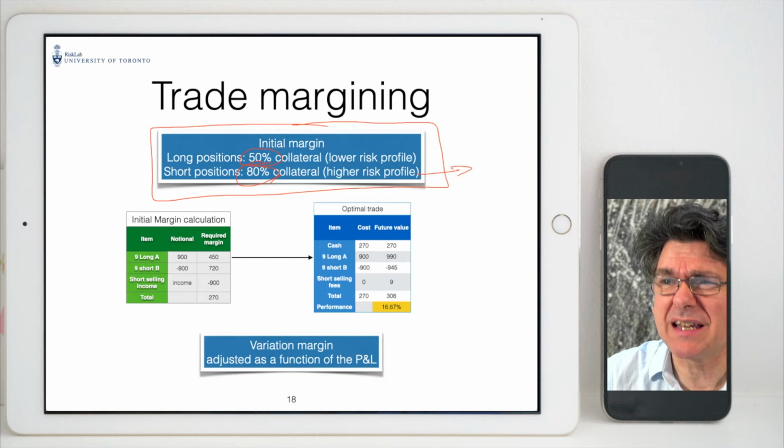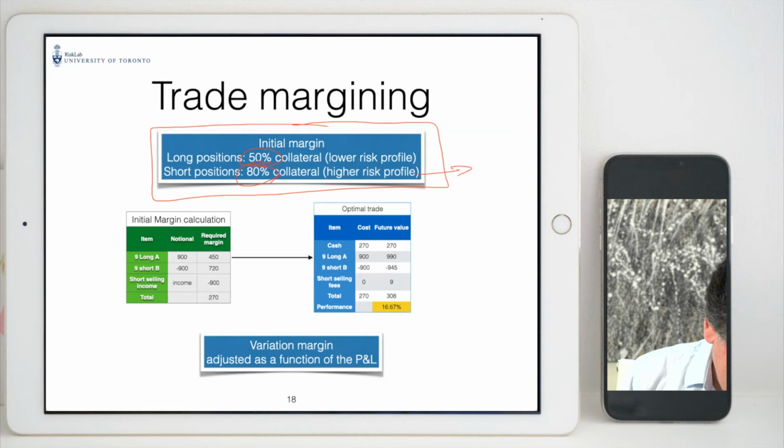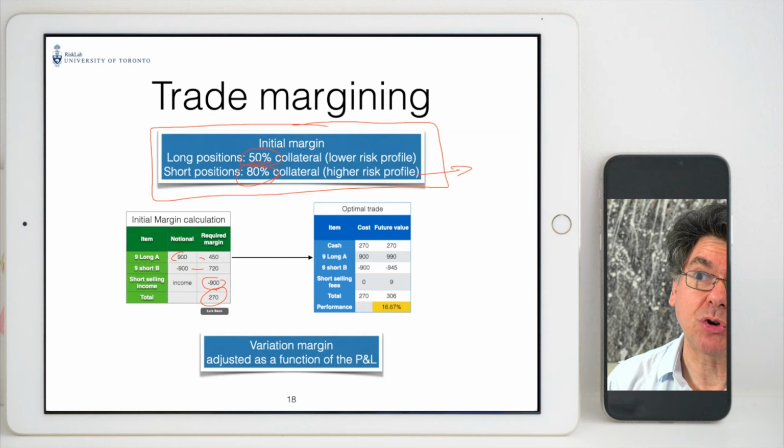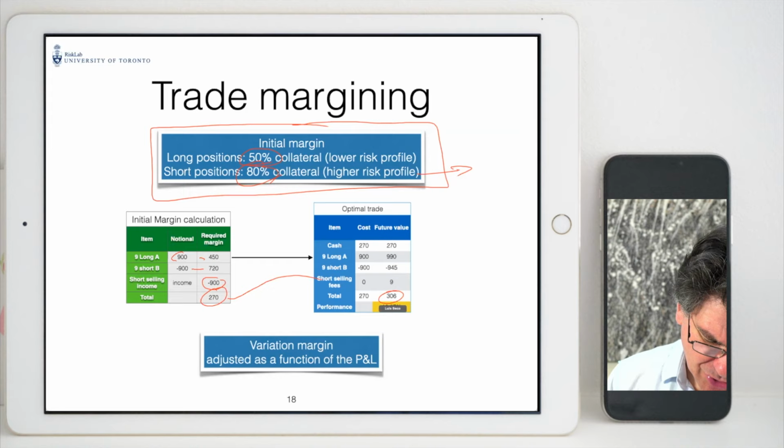So when we do the margin calculations for A, I get $900 that I spent. I only need $450 for that. I only need $720 for the shorts, 80%. And because I get $900, that means that I need $270. That's it. I can do my trade with $270. Because my profit is always going to be $36, I can see that with $270, I have a profit of almost 17%.